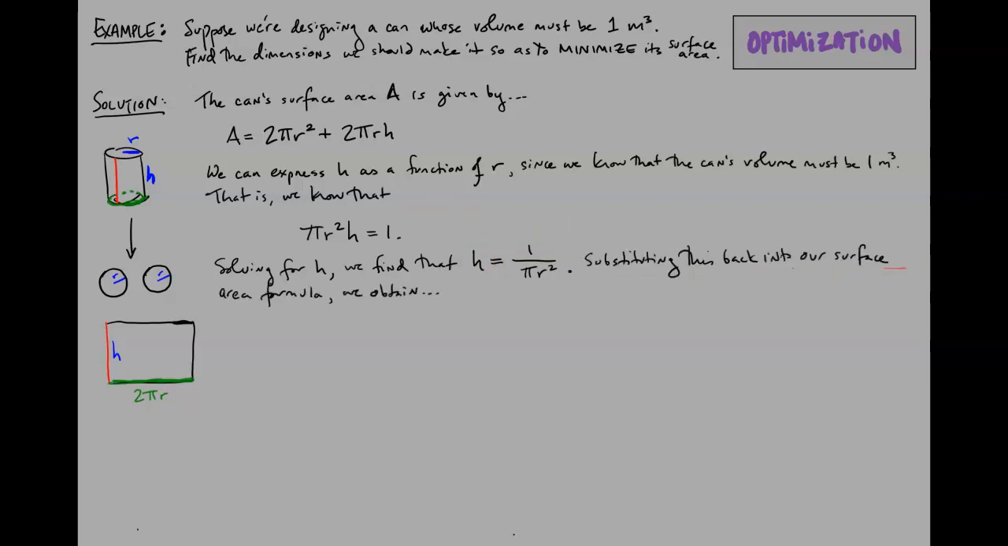Substituting this back into our surface area formula, i.e. this stuff, we obtain that the area is 2 pi r squared plus 2 pi r, and now instead of h, 1 over pi r squared. And we get some cancellation in here. We have a factor of pi that cancels out from top and bottom, and a factor of r, leaving us in that second term with 2 over r.